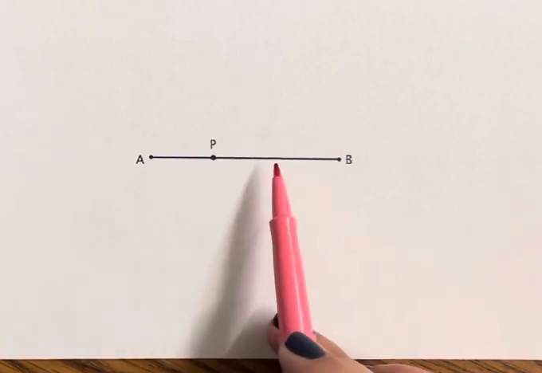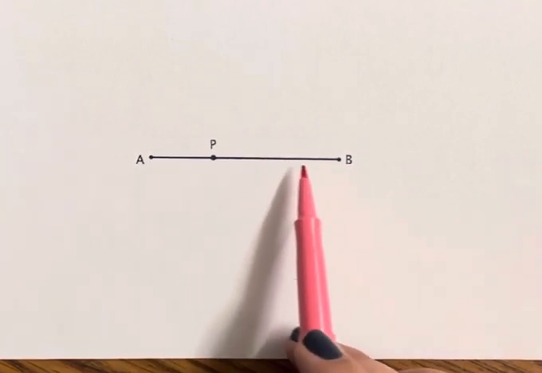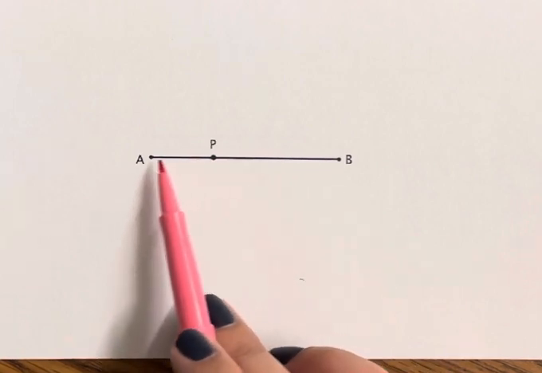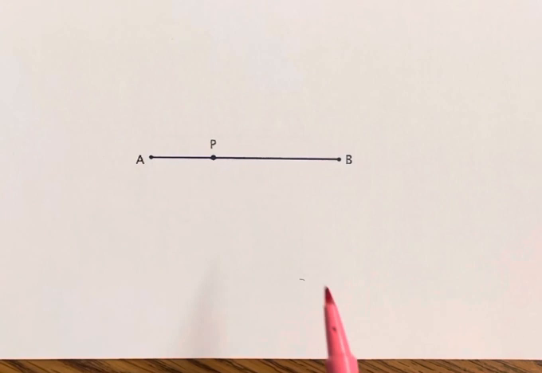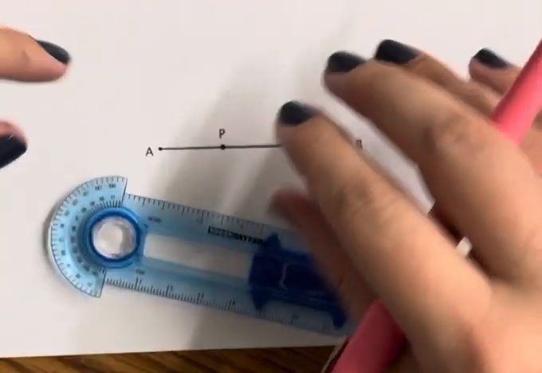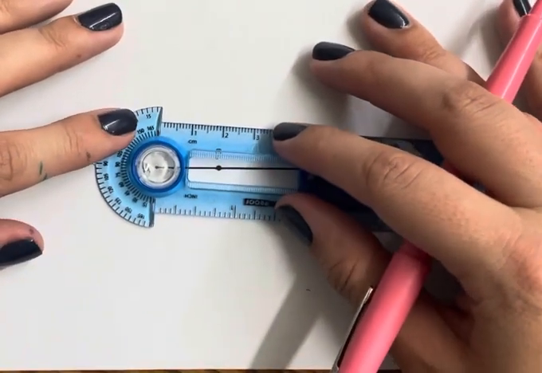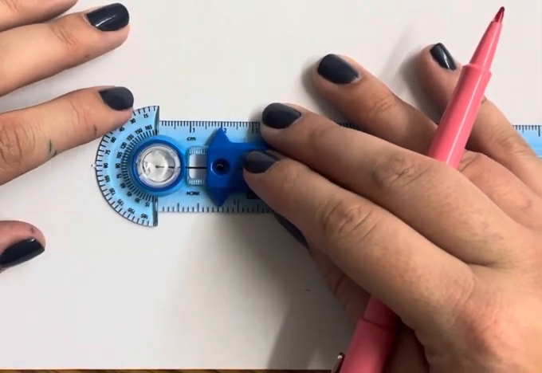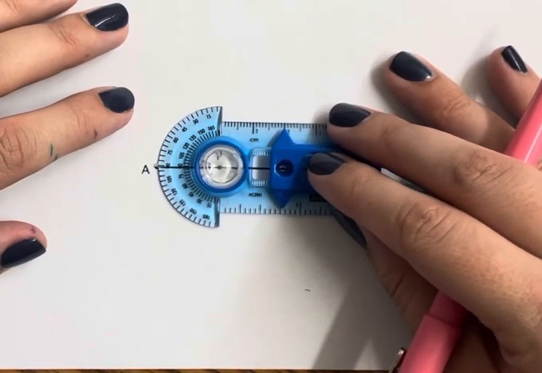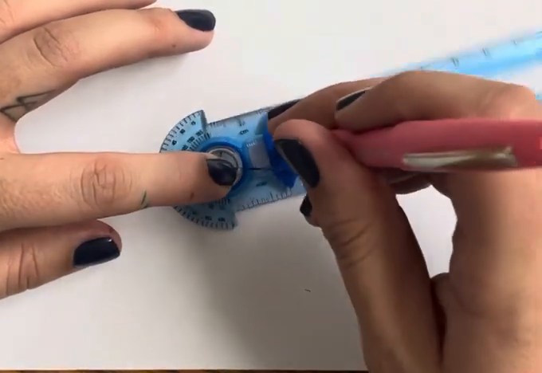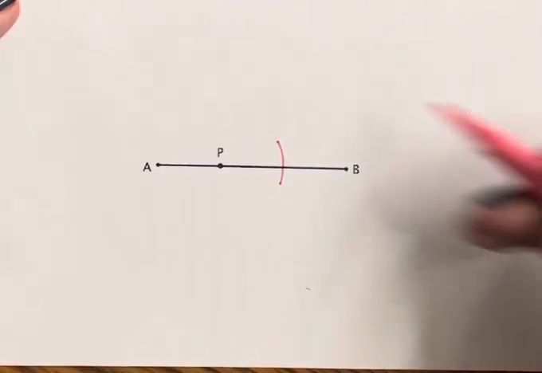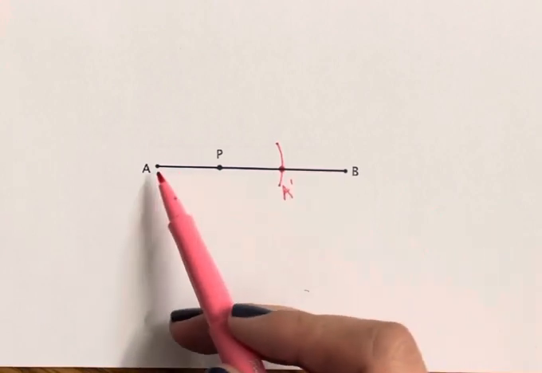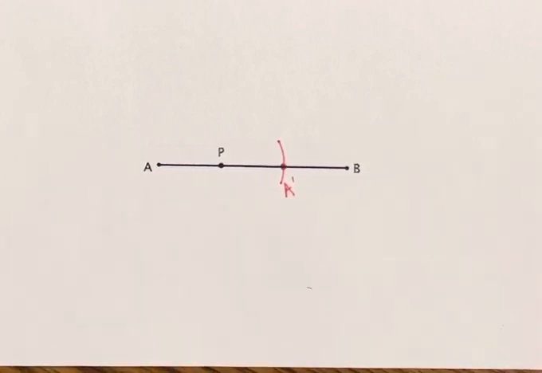So I'm going to find some point between P and B that would be the same distance from P as the distance from A to P. So I'm going to figure out where that point is. I'm going to measure from A to P in my geotool, and then I'm going to slide that over to point P and create an arc. So I'm going to call this point A prime, since A prime and A are now equidistant from point P.